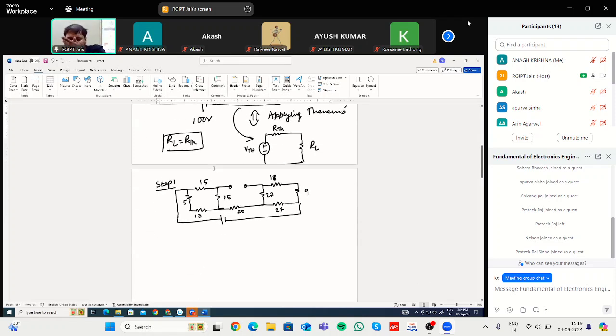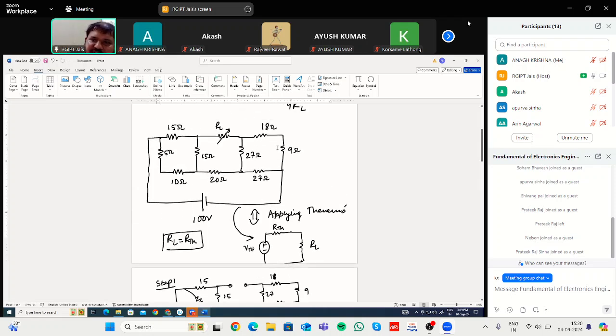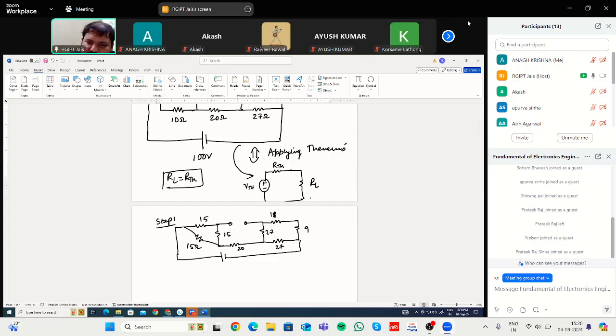Okay. Now, one more topic will be required here. If you see this part, this 5 and 10 are in series. So you can replace these with an equivalent resistance. It was 5 and 10, so the sum will be 15. You can replace these two resistances with this 15 ohm resistance value. Again, here, if you see, this 18 and 9 are in series. So you can add them up and replace them with 18 plus 9, that is 27.